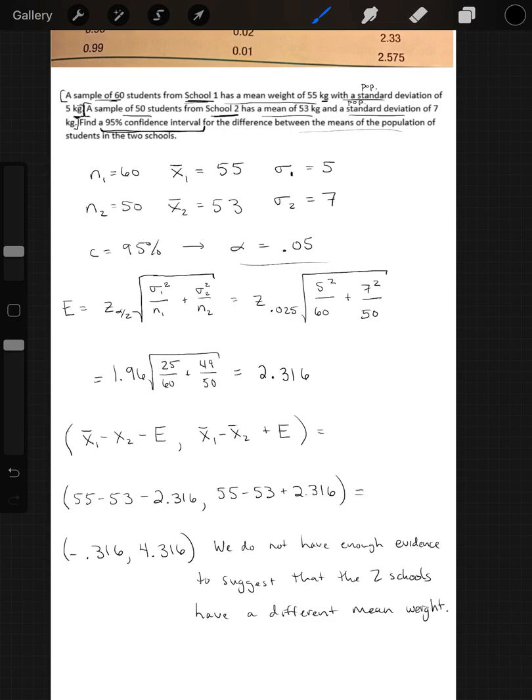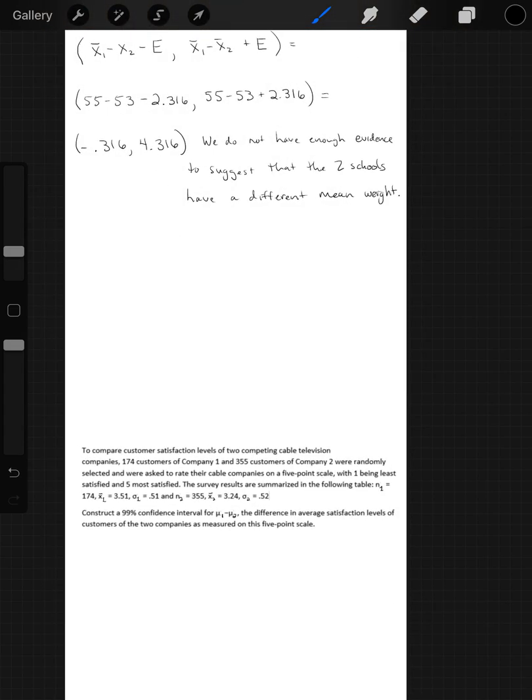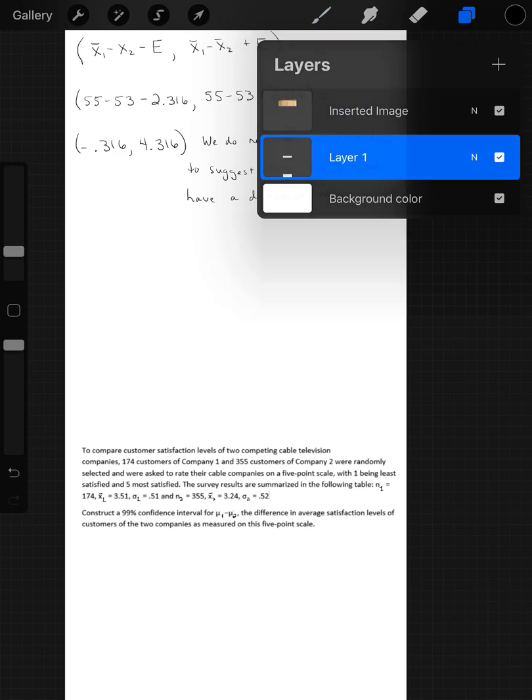Right? There's a little bit more on the positive side, so if there is a difference, it's that school 1 is heavier, right? But we don't have enough evidence to know that for certain, right? We can't even be 95% certain of that because 0 is in there. We just don't have enough evidence to suggest that they're different, right?